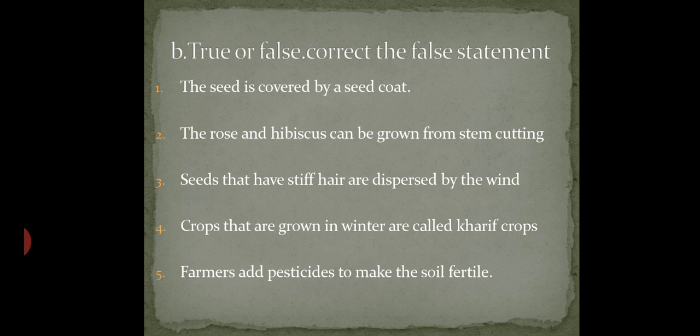Fifth one: farmers add pesticides to make the soil fertile. It's a false statement, because farmers add pesticides to kill pests and insects.